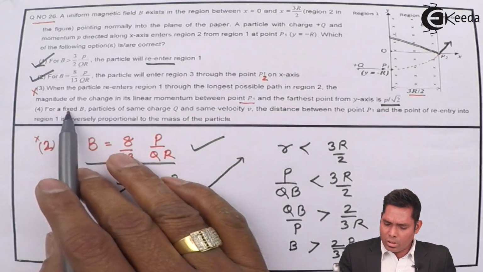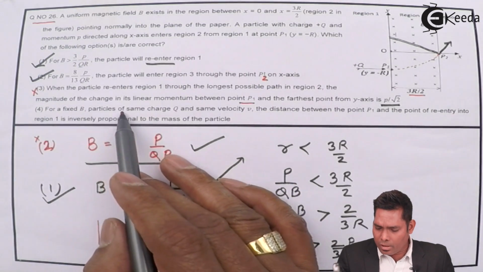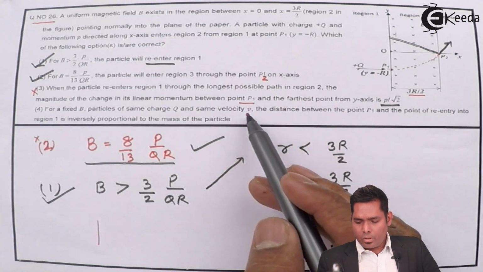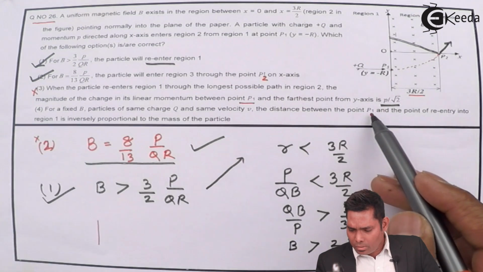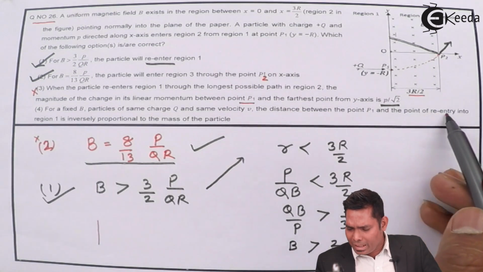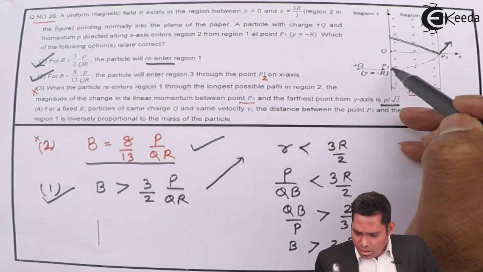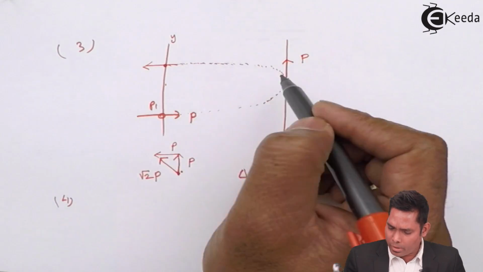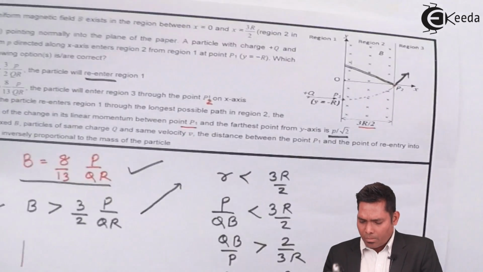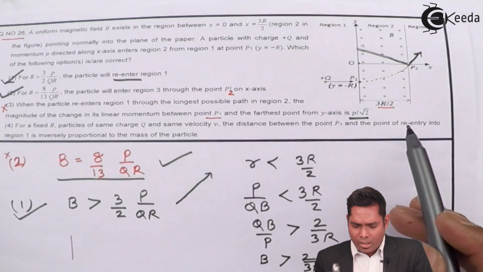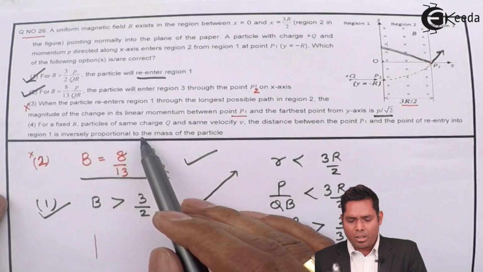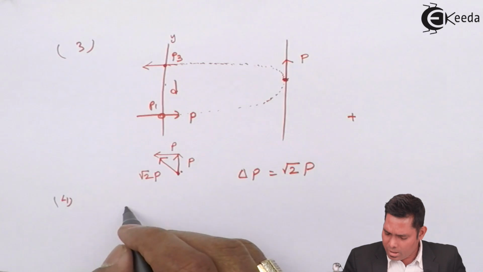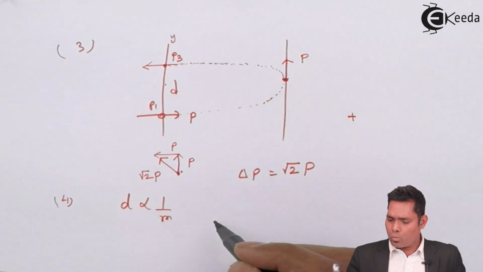It says that for a fixed B, if B is fixed and particles of same charge Q is fixed and same velocity V is fixed, then the distance between the point P1 and the point of re-entry into region 1 is inversely proportional to the mass of the particle. That means if it re-enters at this point, say P3, when it enters at P1 and re-enters at P3, this distance, suppose this distance is d, that says that d is inversely proportional to mass. Whether this is true or false, we will check.